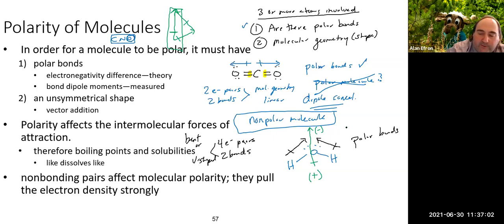So when we're dealing with molecules that have three or more atoms present, we have to look at both: are there polar bonds? And again, if the answer is no, there are no polar bonds, then it will be nonpolar. If there are polar bonds, we have to look at the geometry and see whether those bond dipoles, those vectors, will add to each other or cancel out with one another.